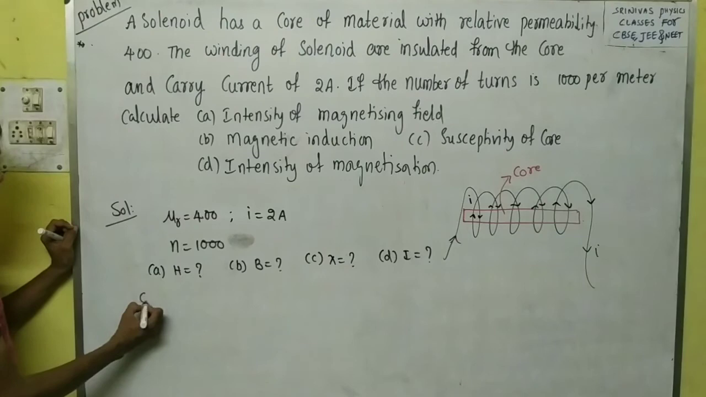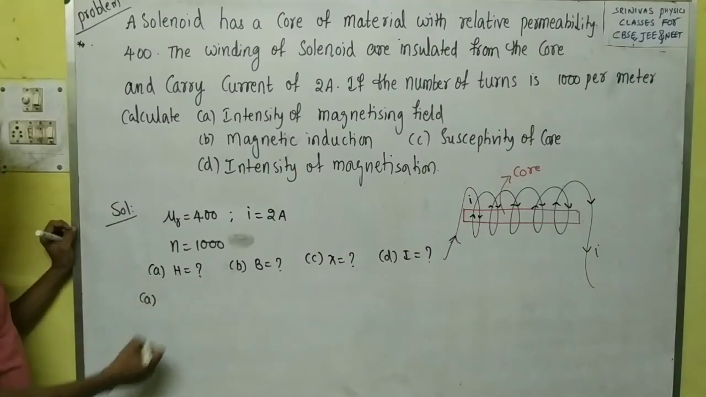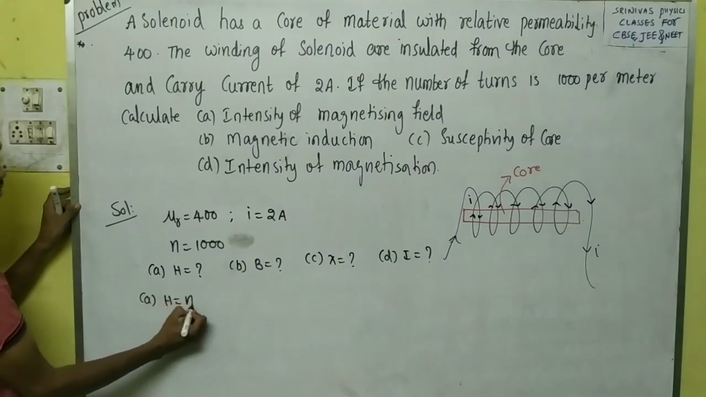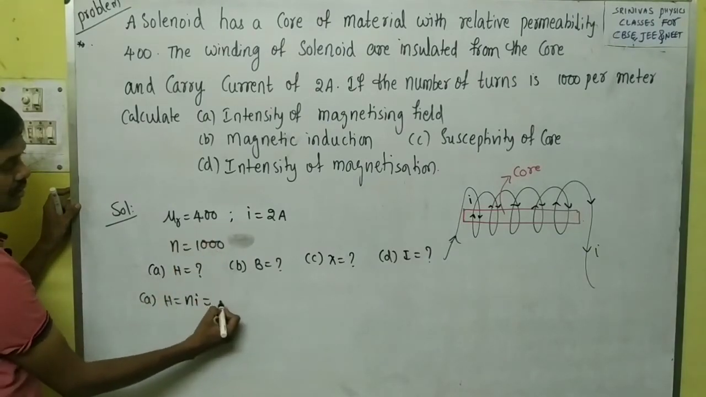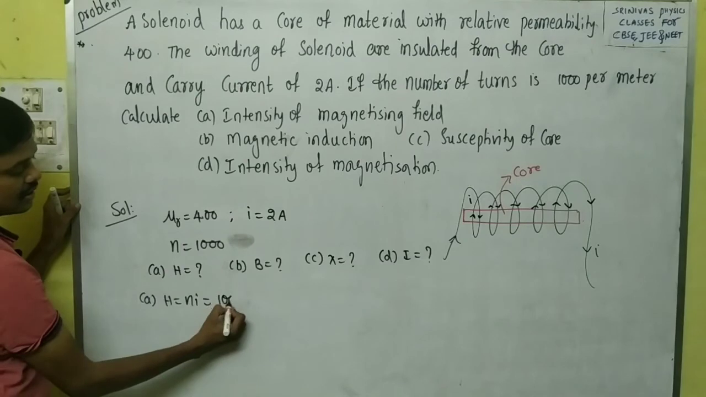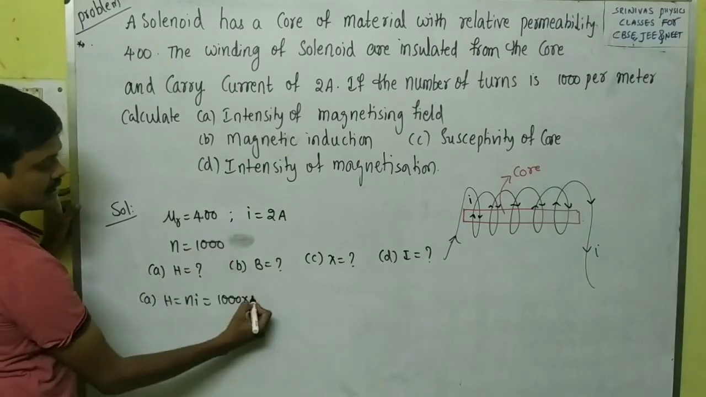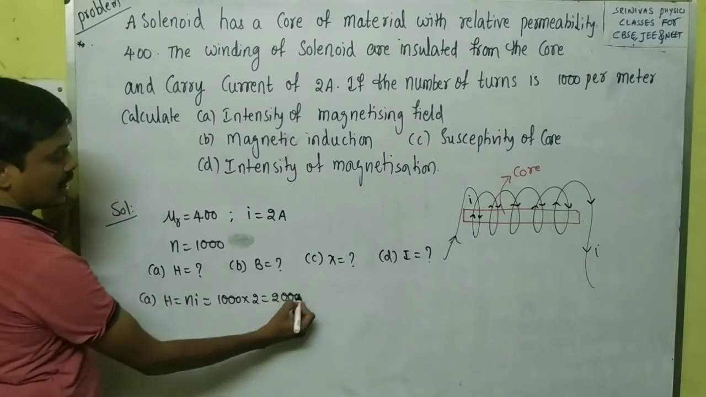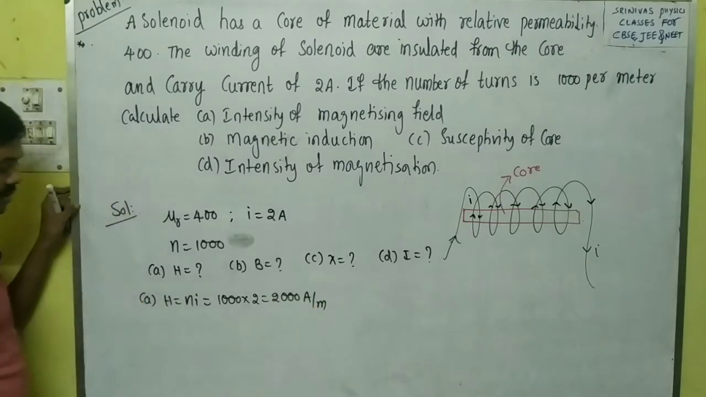First of all, we can solve A. We know a solenoid applies the magnetic field. Its formula is H is equal to n i, where n is the number of turns. They gave 1000 into current 2, so we get 2000 ampere per meter. H is completed.